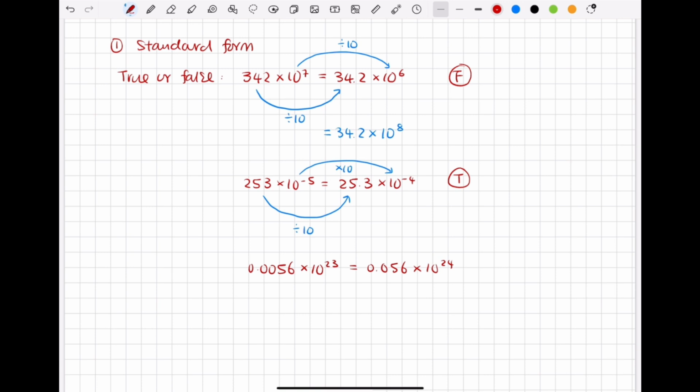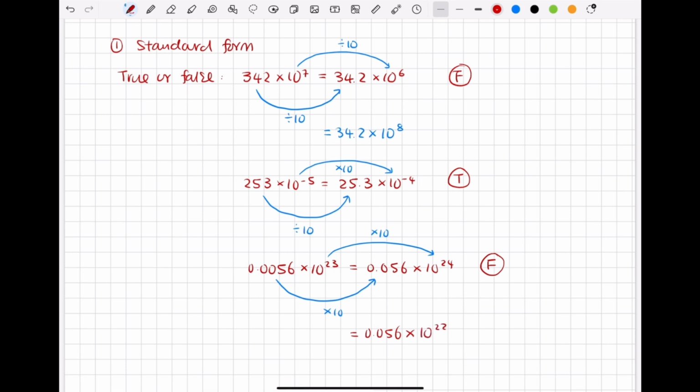The last one, 0.0056 times 10 to the 23, does that equal 0.056 times 10 to the 24? Well, the first number has been multiplied by 10, the second number has been multiplied by 10 as well, therefore this is incorrect. In order to write down the correct answer, we can write it as 0.056 times 10 to the 22.